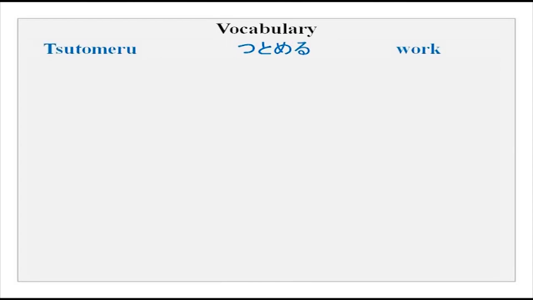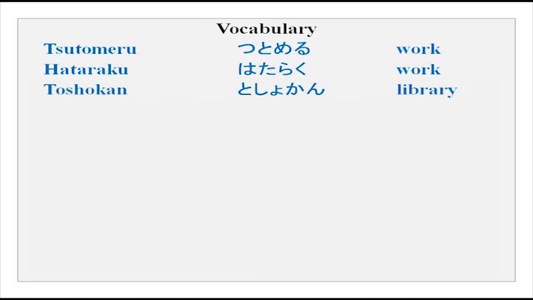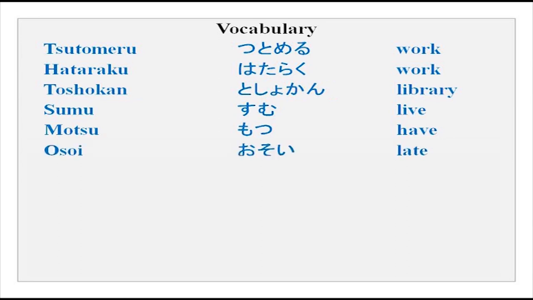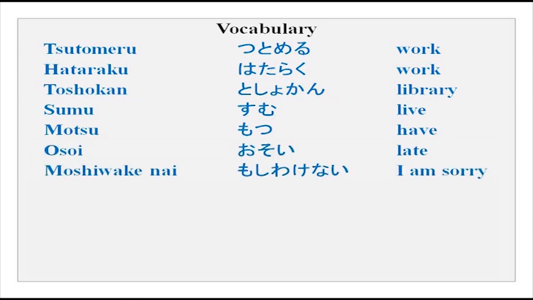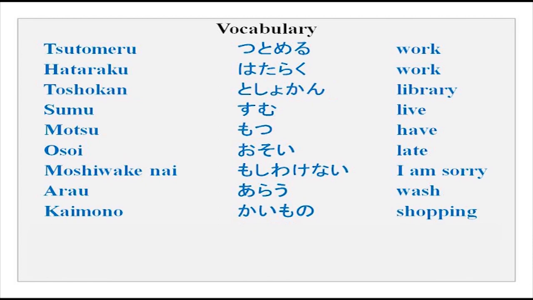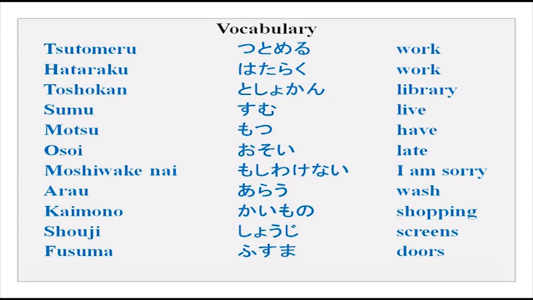Tomeru, hataraku, toshokan, sumu, motsu, osoi, moshiwakenai, arau, kaimono, shoji, fusuma. So, the meanings are given over here. You can see the meanings.